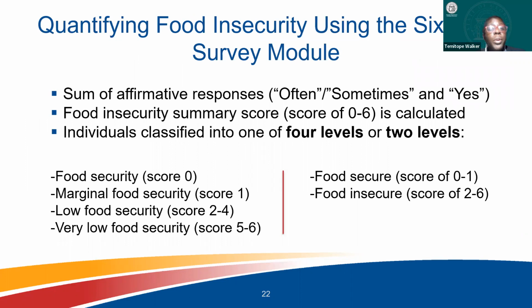Results of this tool are scored using a sum of affirmative responses: often, sometimes, and yes. The food insecurity summary score, which is between 0 and 6, is calculated, and the individuals are classified into one of the 4 levels: food security, marginal food security, low food security, or very low food security. So you can see there are 2 distinct ways in which you can now cluster those who are responding to the food security assessments, and you see that divided by the line. Next slide.